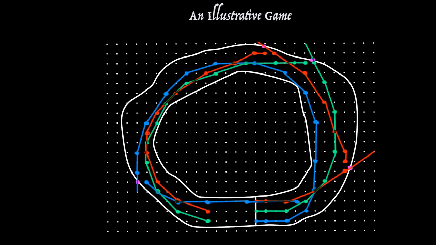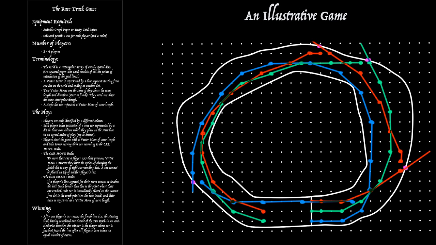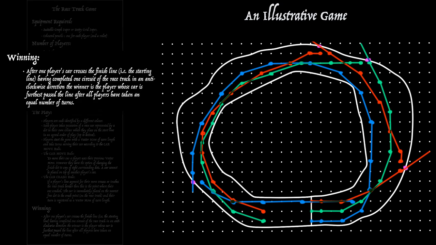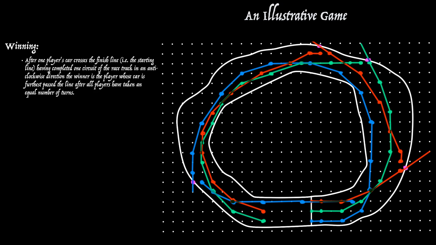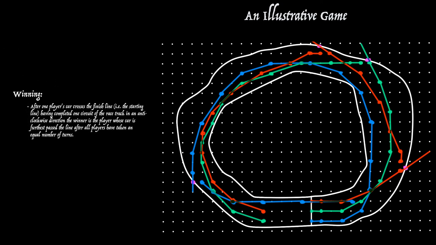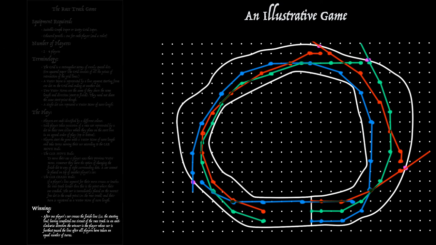So that's the race completed. I think we'd agree blue was the winner. However, there is a small point to consider when winning. It's important that when the first car goes over the winning line, every player must have the same number of turns. So it may be the case, suppose red had crossed first, then green and blue would still have had to have a chance. And at that point, it's the one that's furthest over the line that wins.